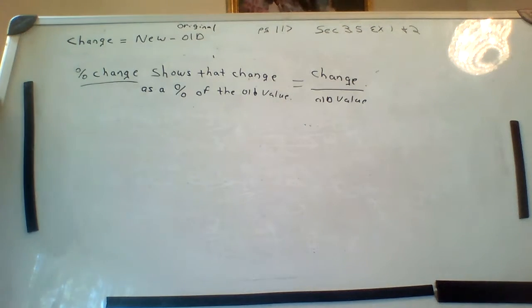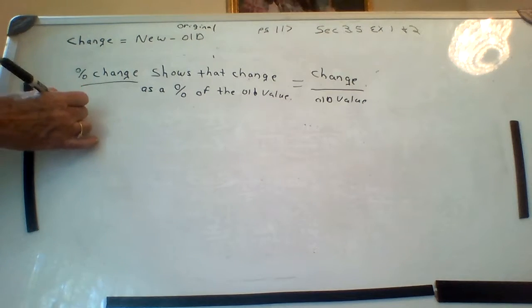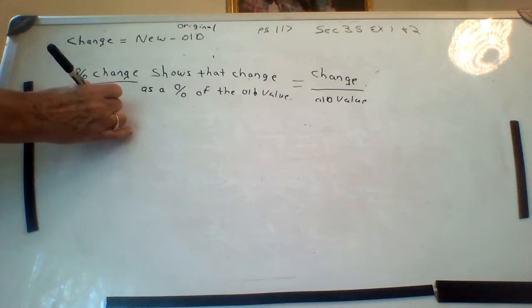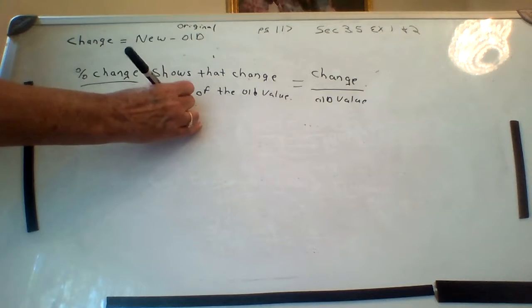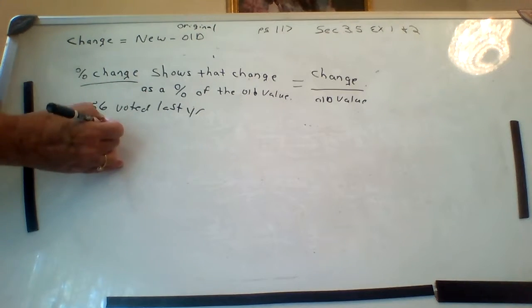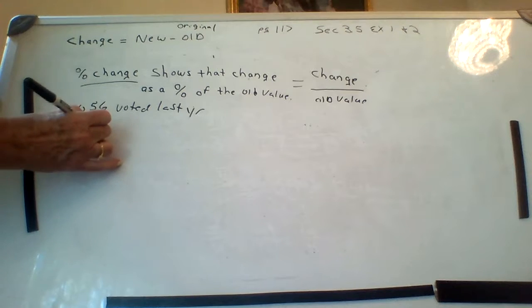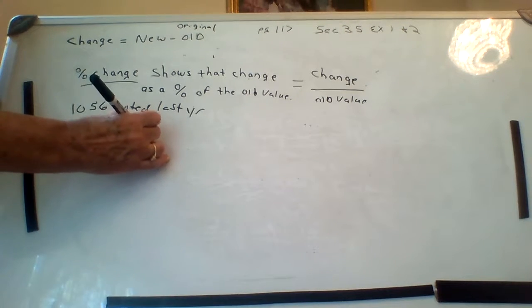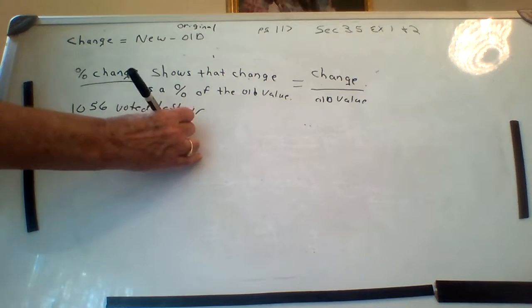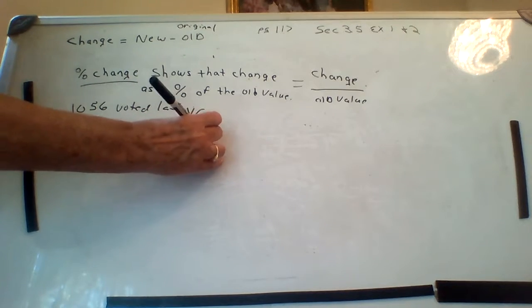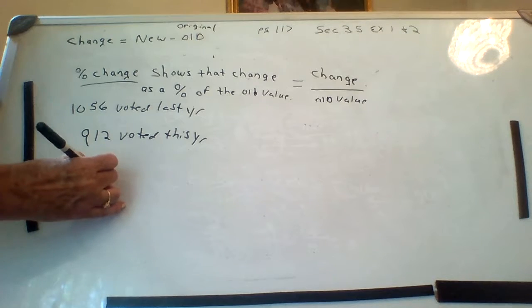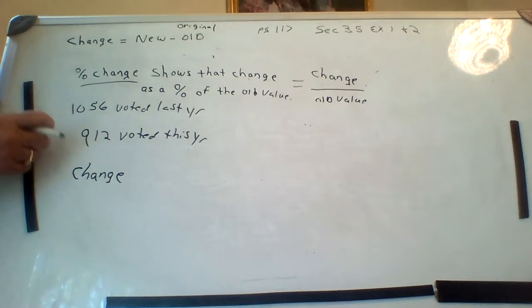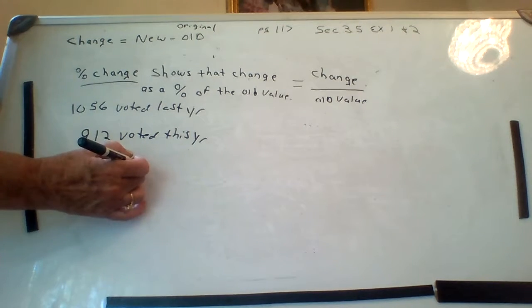So number 2, it says last year 1,506 people voted last year. This year 912 people voted this year. All right? So what is our change? Well, let's see. Our change is what we are taking the new amount.